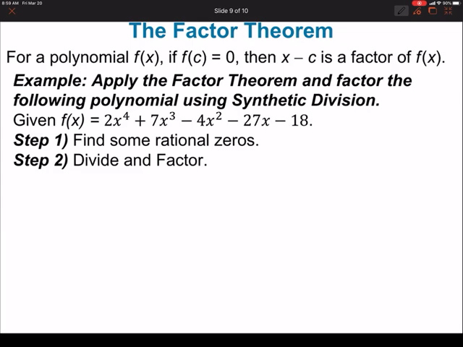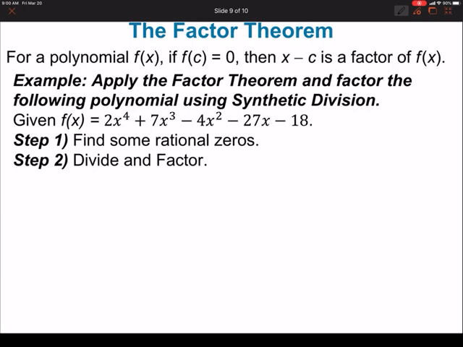So we're going to apply the factor theorem and factor the following polynomial using synthetic division. Let's see with this quartic, let's get a starting point. Let's find some zeros. Once we find the zeros, we can start to list some factors, right? Because we know the zeros are going to produce the factors based off this factor theorem. So let's go ahead and get our calculator out.